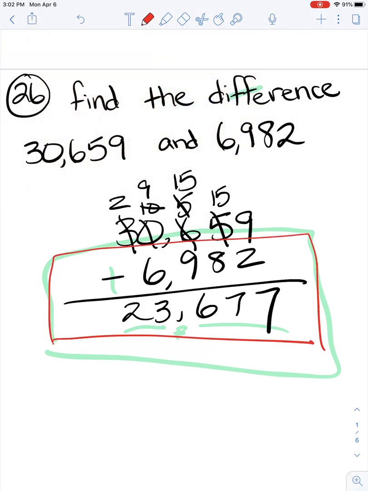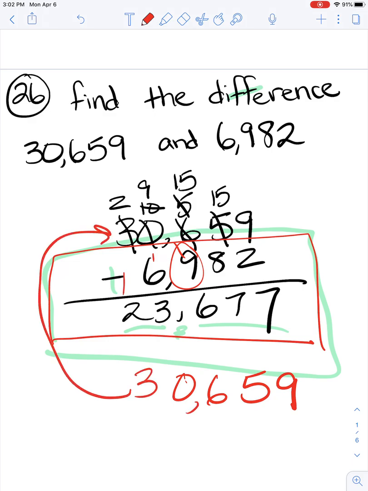I do this problem right here. 7 plus 2 is 9. 8 plus 7 is 15. Carry the 1, that made it 10. 10 plus 6 is 16. 9 plus 1 is 10. 2 plus 1 is 3. Gets me back to what I started with. So the difference is 23,677, but then we also checked.